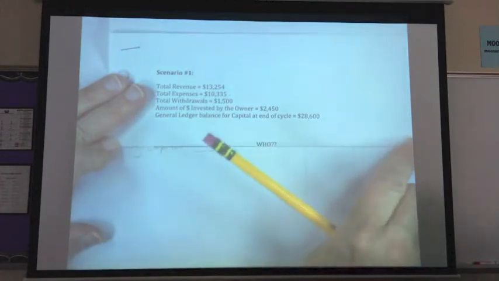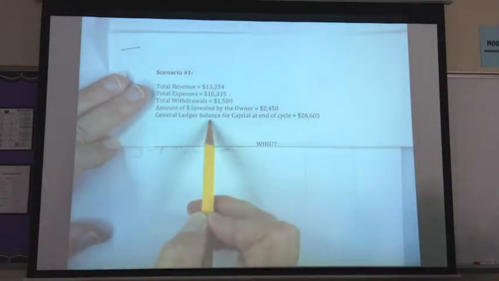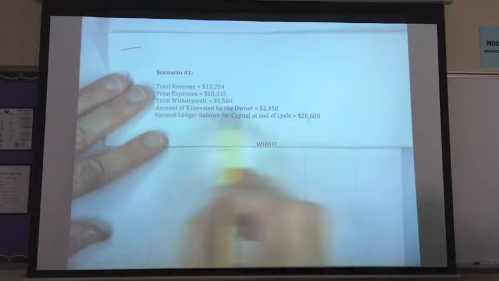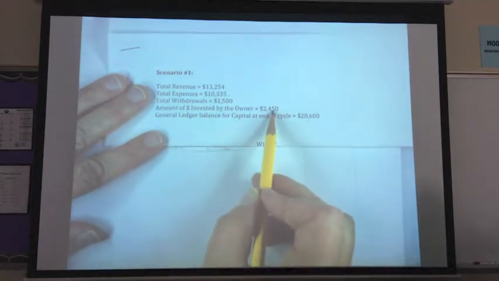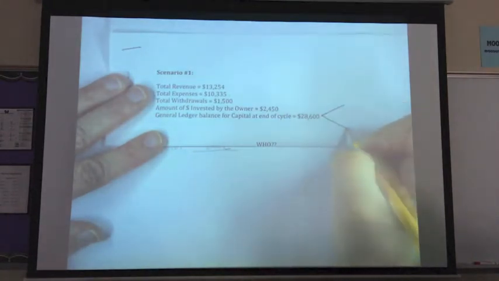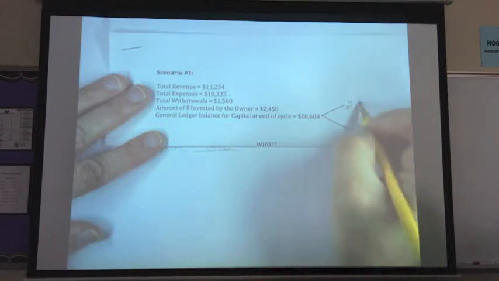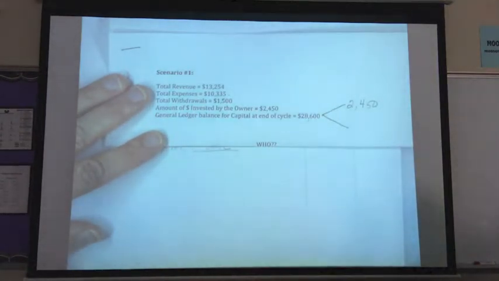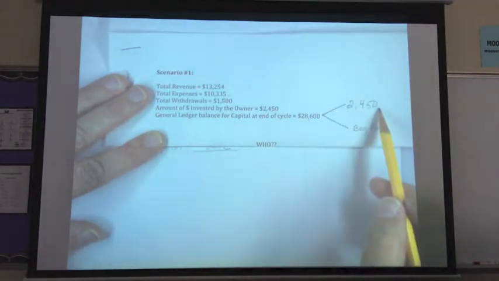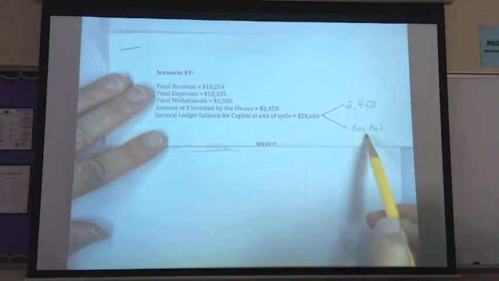With this scenario, notice that it says the general ledger balance, and this would be found on your worksheet, the general ledger balance for capital at the end of the cycle was $28,600. And our investments were $2,450. So this amount right here is split between your investment of $2,450 and your beginning balance. You have to subtract your $2,450 from this in order to get the beginning balance.